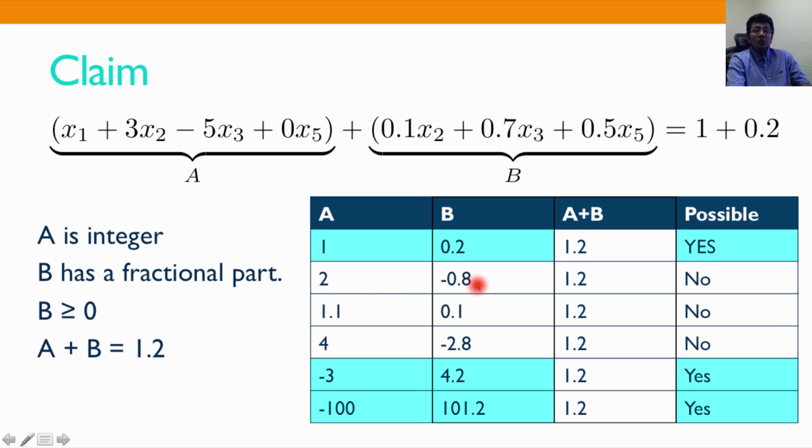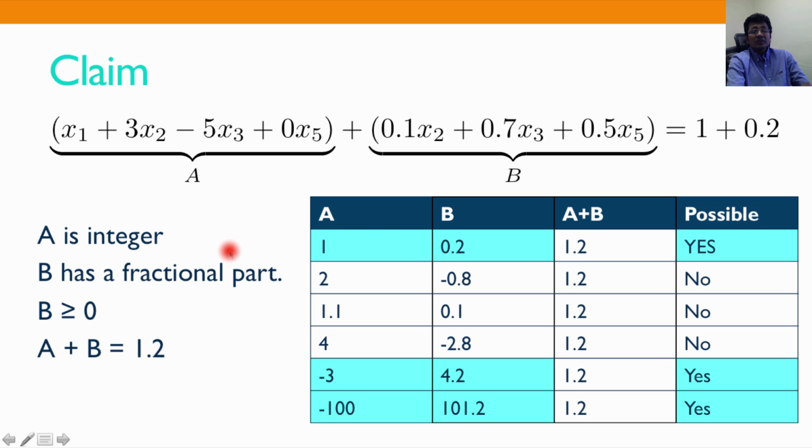Can A be 2 and B be minus 0.8? No, that cannot be possible because B is greater than or equal to 0. Can A be 1.1 and B be 0.1? That's not possible because A is an integer. Can A be 4 and B be minus 2.8? Again, it's not possible because B is greater than or equal to 0.